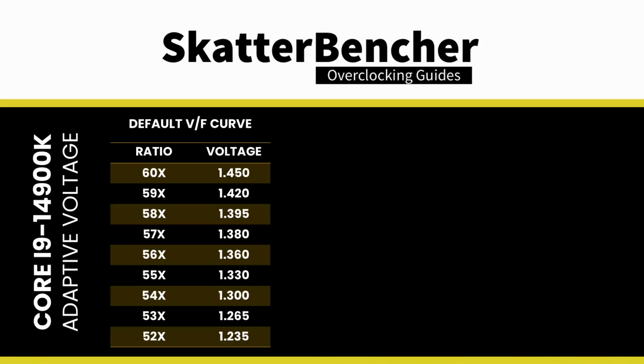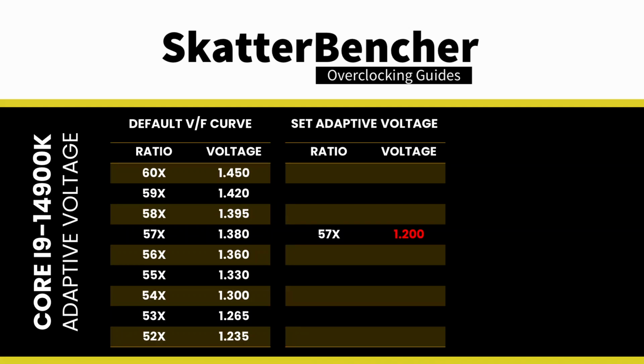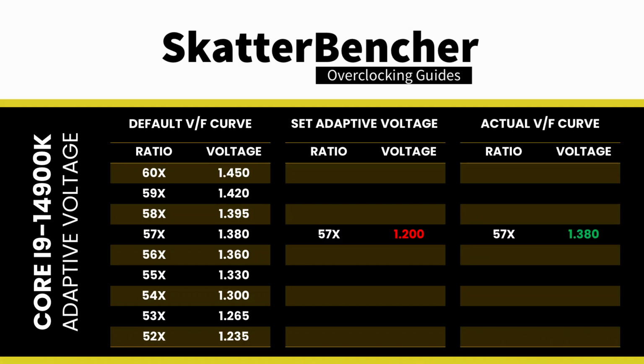Take the same example of the 14900K, specified to run 60x at 1.45 volt. If you try to configure all cores to 57x and set 1.2 volt, the CPU will ignore this because it has a factory-fused target voltage for all ratios up to 60x and will use this voltage.